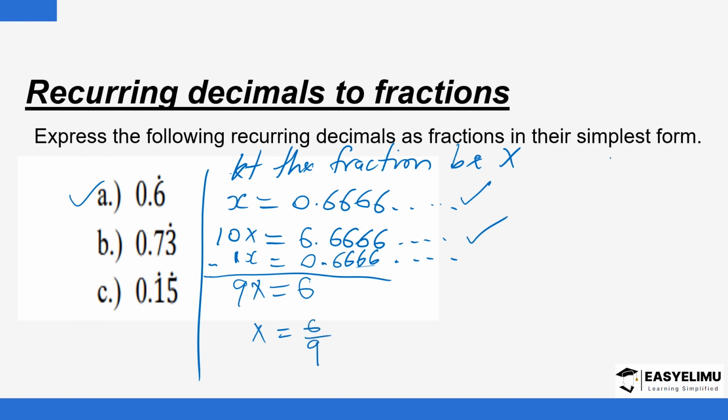So what you need to do is to write it in its simplest form. So I have x equals 6 over 9, which equals, so 3 can divide both numerator and denominator. 6 divided by 3 is 2, and 9 divided by 3 is 3. So 0.666 recurring, expressed as a fraction, will be 2 over 3.